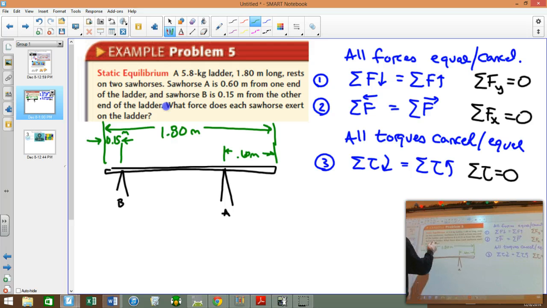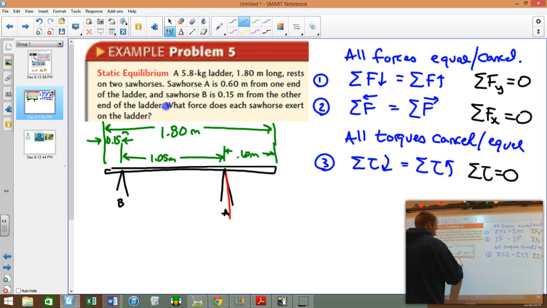So these two together are 0.75, so maybe I'm just going to label this distance right here because maybe it will come in handy. I like to label all these distances. That's going to be 1.05 meters. All right. What force does each sawhorse exert on the ladder?